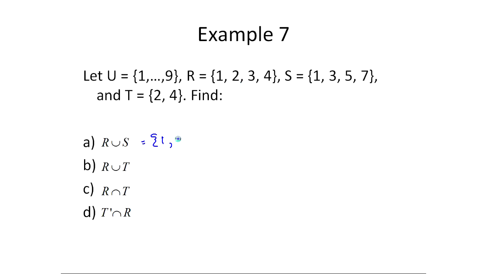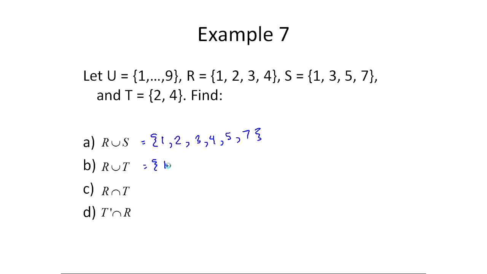2 is only in R, but all you have to be is in one of them. 3's in both. 4's in the first one, 5's in the second, and 7's in the second. So I basically put everything together in one basket, but I don't write down any repeats. So R union T will be the same thing.